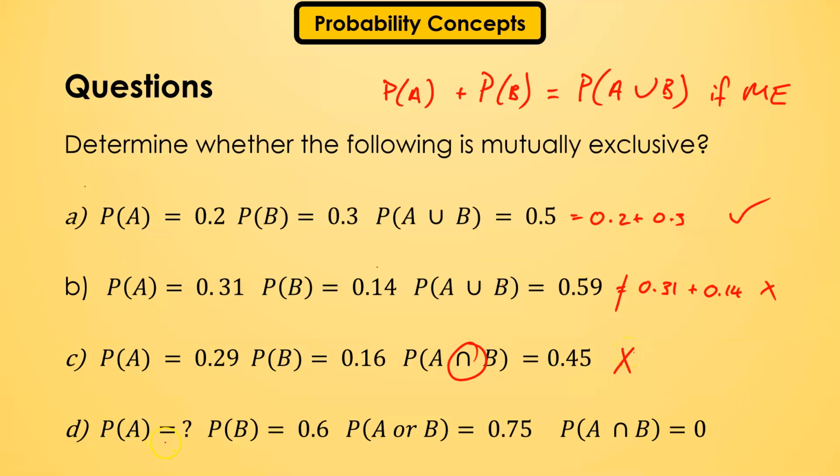Looking at the last one, we don't know the probability of A, we know that the probability of B is 0.6, so we can't add those together, but the information we've got is that the intersection is equal to 0, so therefore it has to be mutually exclusive. Because we know it's mutually exclusive, we can use the formula at the top here to say this must be 0.15, because if it's mutually exclusive, this A value plus the B value must equal 0.75.